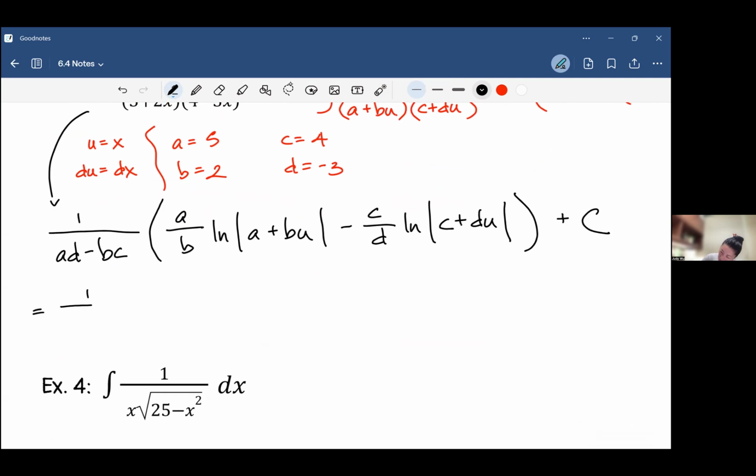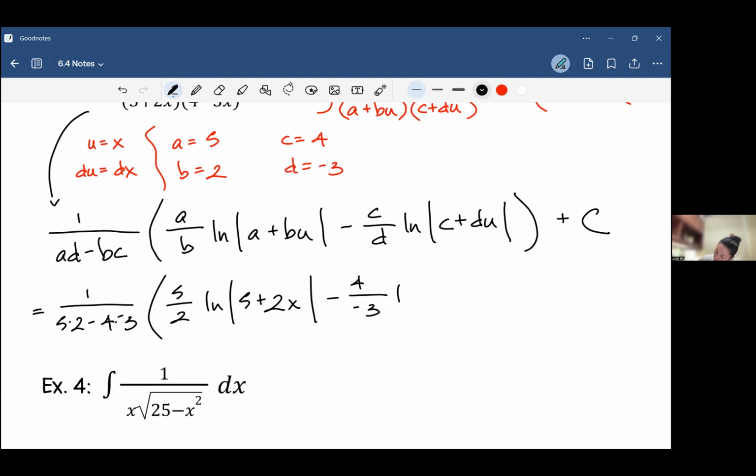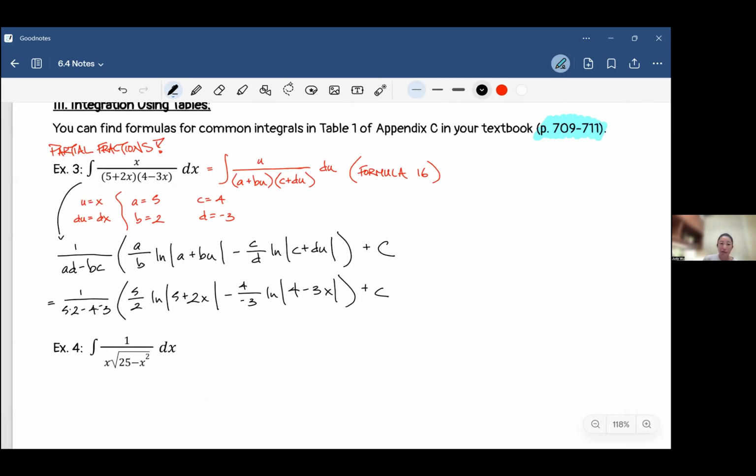Let's see what we get. 1 over 5 times 2 minus 4 times negative 3, times 5 over 2 natural log of 5 plus 2x, minus 4 over negative 3 natural log of 4 minus 3x, plus c. And that's literally all we do, but let's clean this up. Let's turn this first thing into a single fraction, and turn this negative and negative into a positive. I believe those will be the only things we clean up here.